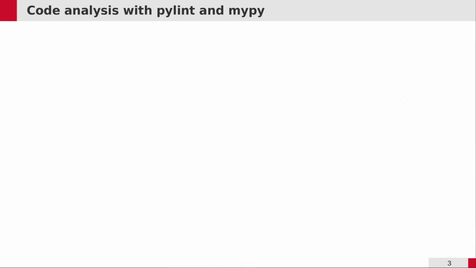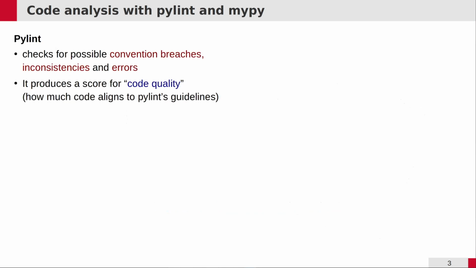So let's have a quick look at pylint and mypy. Pylint is a very nice and handy tool which analyzes your code. It looks up whether you are breaching certain conventions which most Python projects are following, and also looks for inconsistencies, or whether your project has an error that means it won't run with Python at all because it has some syntactic error. It will report it.